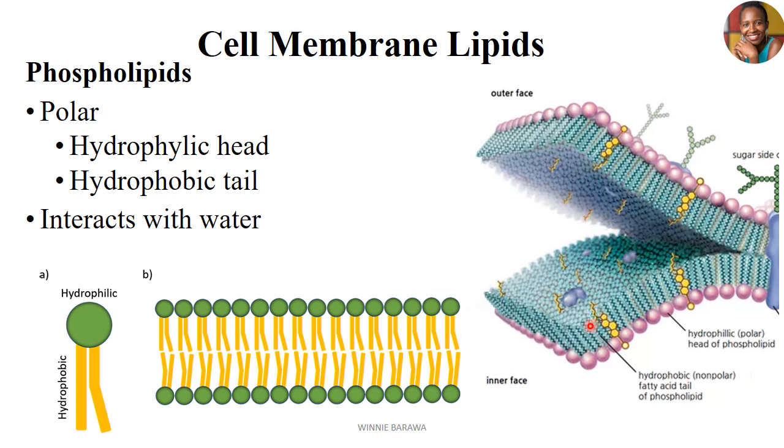So here is the bilayer state. We have the outer face and the inner side. The inner face is the one that will be facing the cytoplasm on the head side. So these are our heads. These head sides are the ones that are going to be facing the fluid sides, that is the extracellular and the intracellular or cytoplasm side. So the heads are hydrophilic and the tails are hydrophobic.